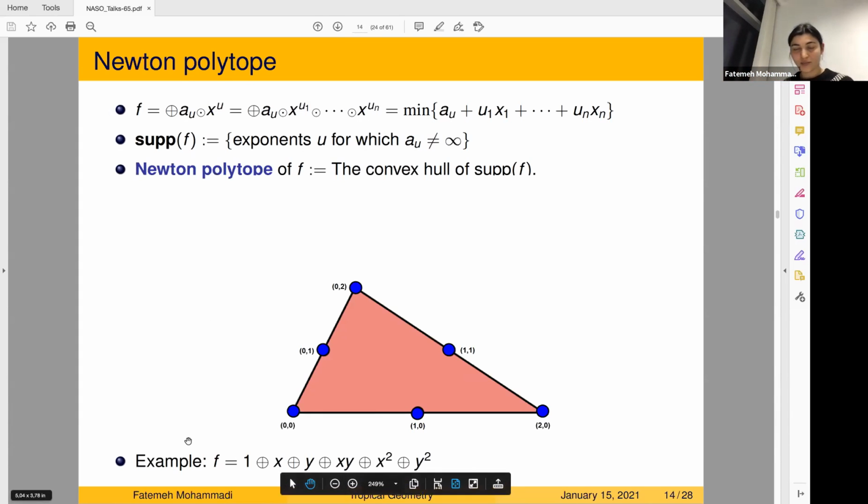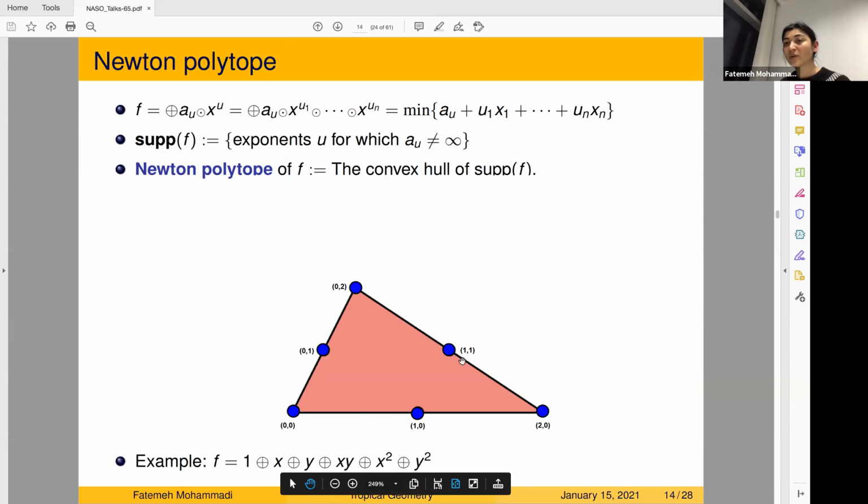So here, let me show you in an example. I have a polynomial with 6 terms. What is the corresponding Newton polytope? This is the point 1, which is (0, 0). The corresponding monomial is 1 times x^0 y^0, so that would correspond to (0, 0). Then I have the term x, whose exponent is (1, 0), then (0, 1), (1, 1), (2, 0), and (0, 2).